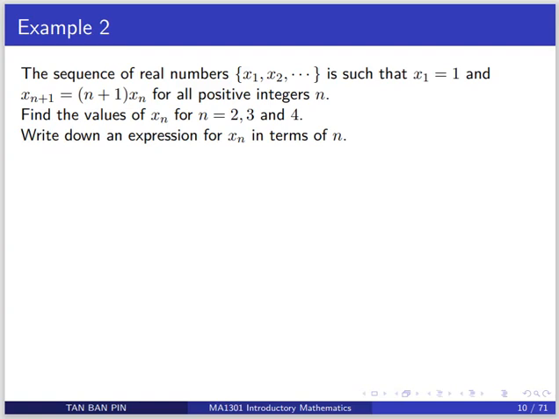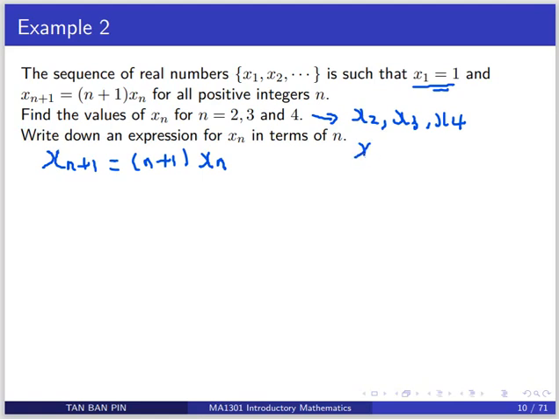Let's look at an example. In this example, x1 is given to be 1. Then you have an equation connecting x(n+1) and xn. We are given x(n+1) is (n+1) times xn. And you're supposed to find x2, x3, x4, and also find a formula for xn in terms of n.